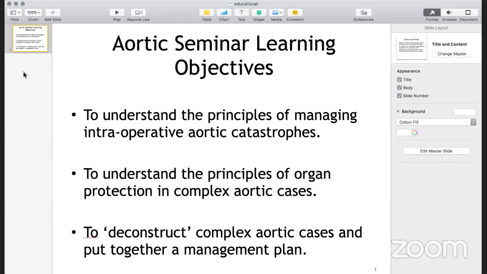So we've got Duke and Debs and George, and I think Mark Redmond's here as well, that are going to be part of the panel for these cases. We're going to present maybe 3 or 4 cases. What we want you to go away with is an understanding of the principles of managing intraoperative aortic catastrophes, with a focus on the principles of organ perfusion in very complex cases, and maybe we can have some discussions about the cerebral perfusion issues we've brought up already. Also to give you an idea of how to deconstruct some very complex cases and put together a management plan, because these can be very, very complex indeed. So let's start.